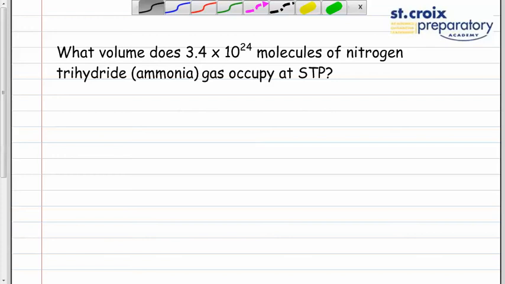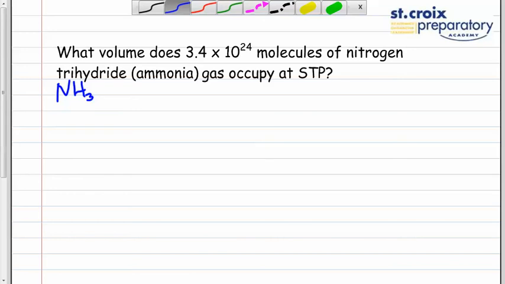Here we have a problem that's asking us for the volume of 3.4 times 10 to the 24th molecules of nitrogen trihydride. And it tells us that this is a gas and it's at STP. So first of all, we need to know, what is nitrogen trihydride? Well, nitrogen is N. Hydride comes from hydrogen, and the prefix tri means we have 3 of those. So ammonia is actually NH3.